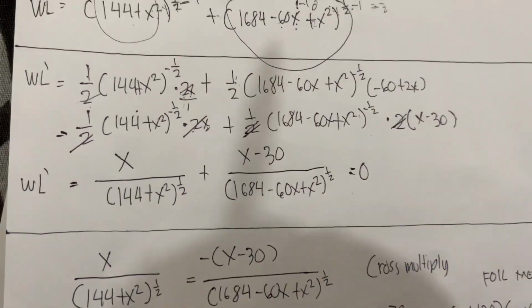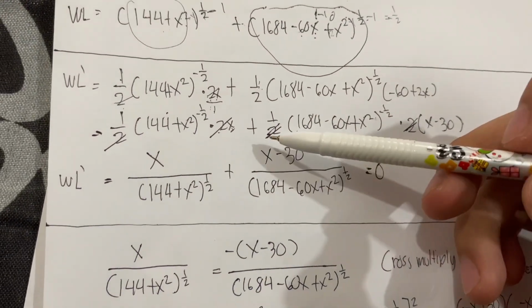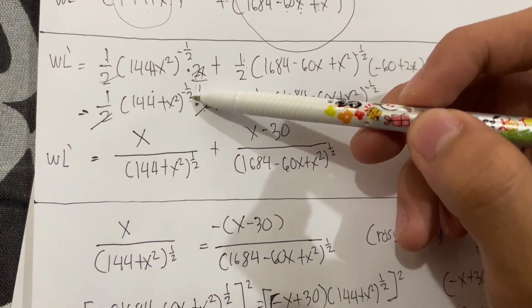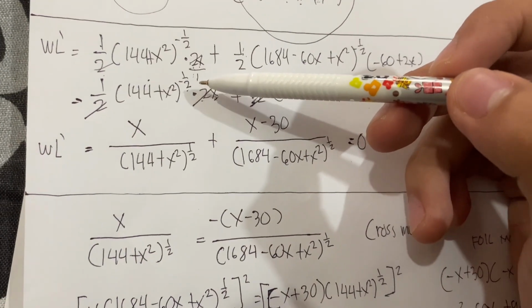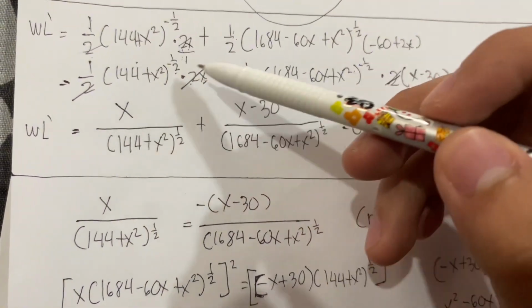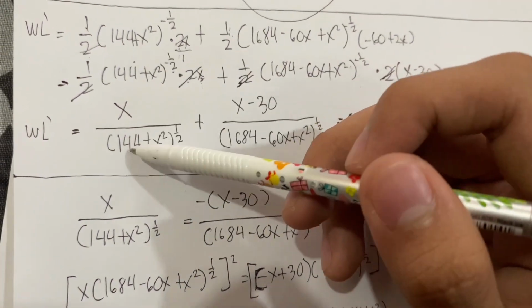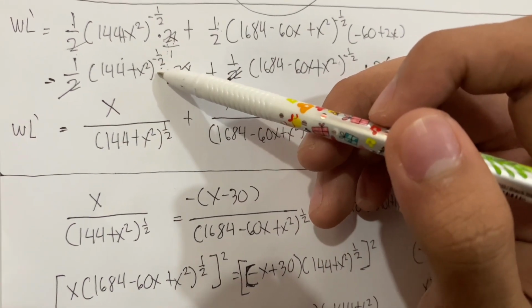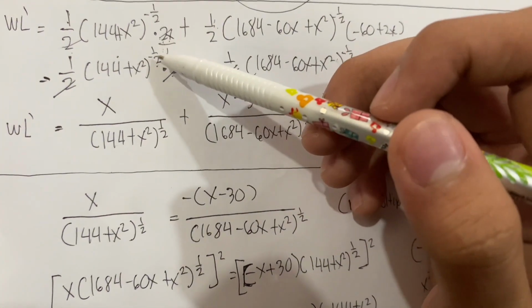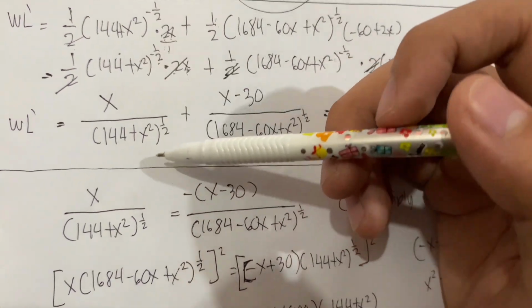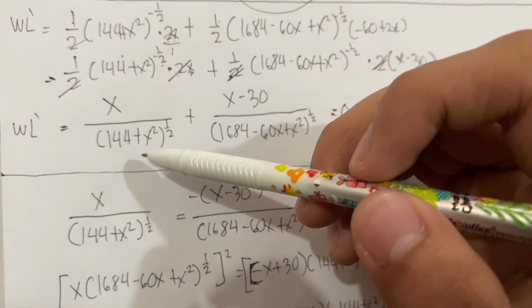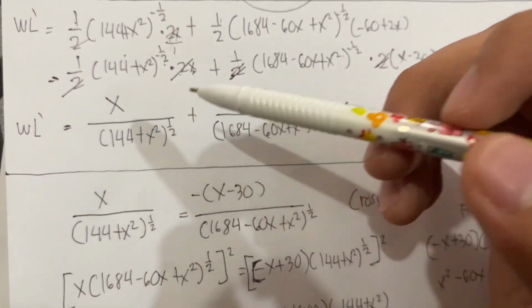And then we're gonna rewrite that. Since there is a negative 1 half, we can write that in our denominator. So we still have an x here, x over this one, so we can write this into our denominator. The negative 1 half will be a 1 half only. So x over 144 plus x squared raised to 1 half.